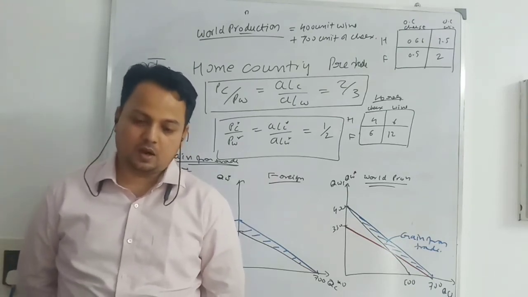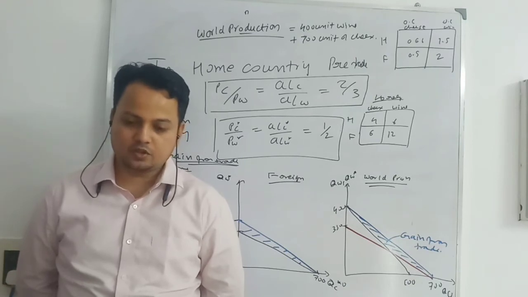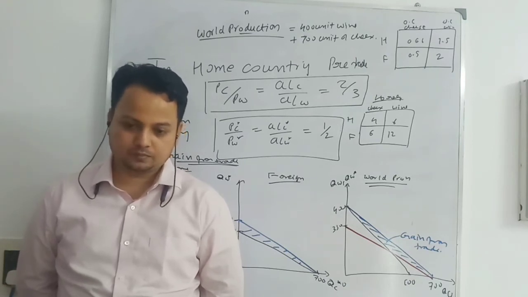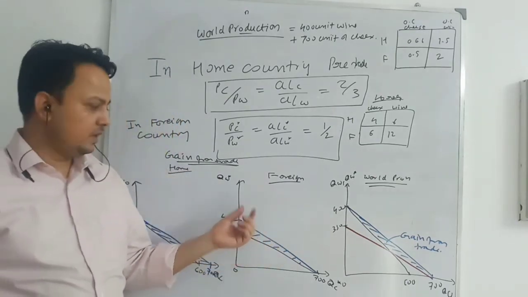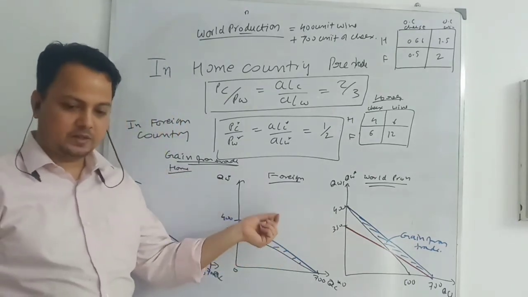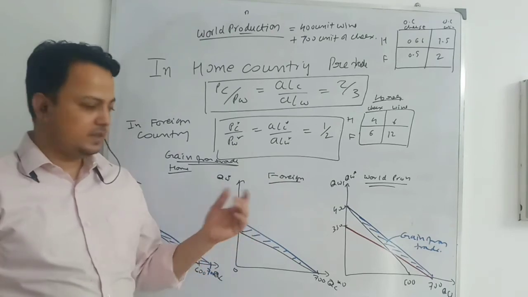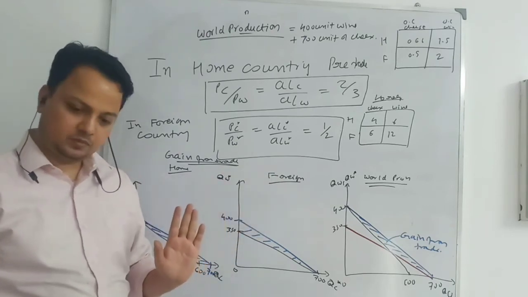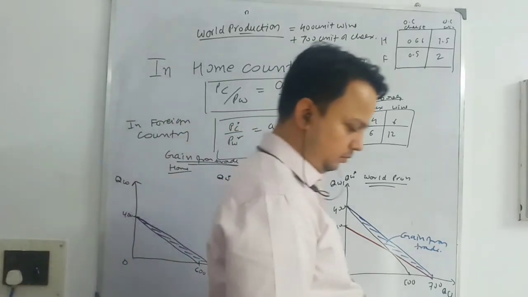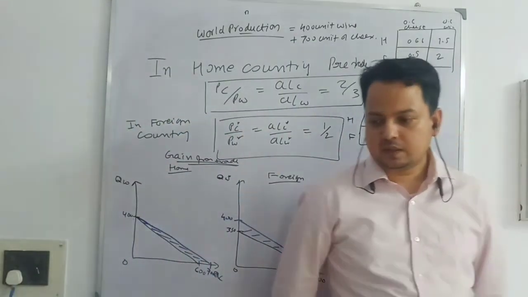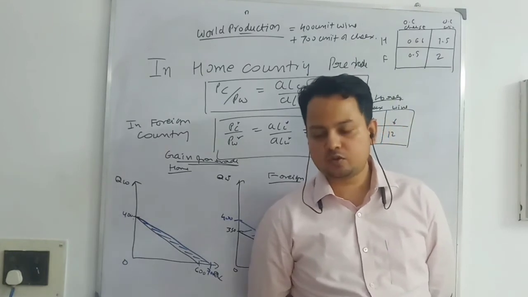Country can consume outside their PPF. If both countries can specialize in the goods in which they have comparative advantage and trade, the country can consume outside their PPF. In other words, the country is specializing according to their comparative advantage.